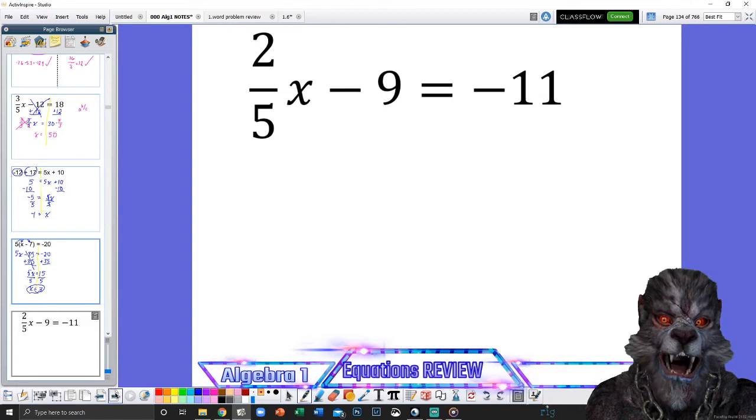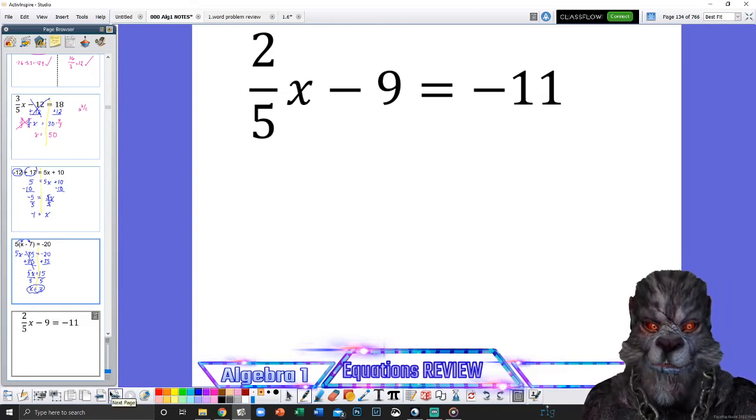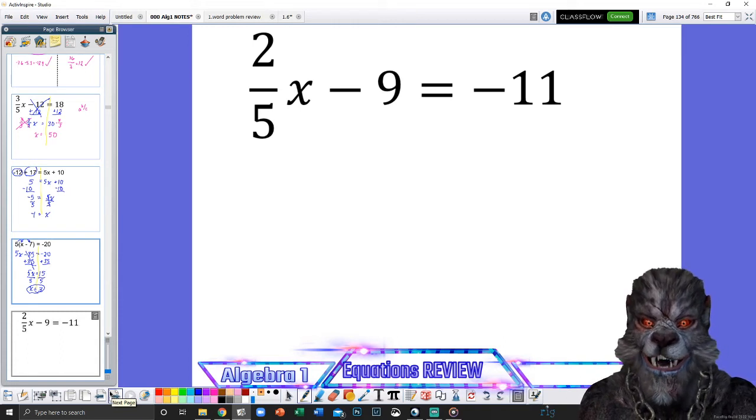Next, we have, this one's not too bad. It's a two-stepper with a fraction. No big whoop, you've got this. Go ahead, hit pause, do it, and then come back.